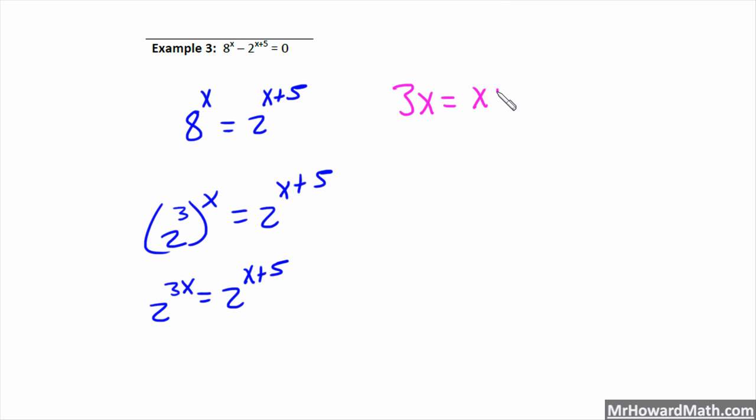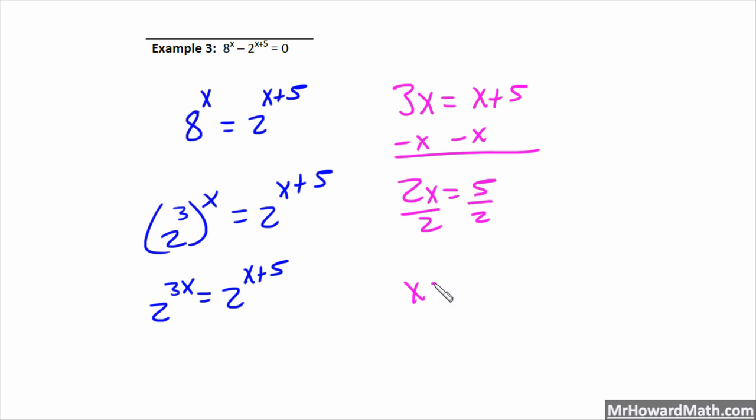So 3x equals x plus 5. Subtract x, we get 2x equals 5. Divide by 2, and we get x equals 5 halves. So that solves example 3, x equals 5 halves. Let's go on to example 4 next.